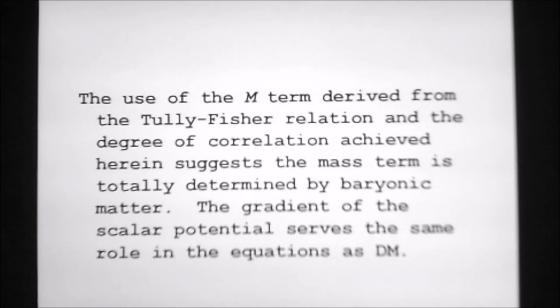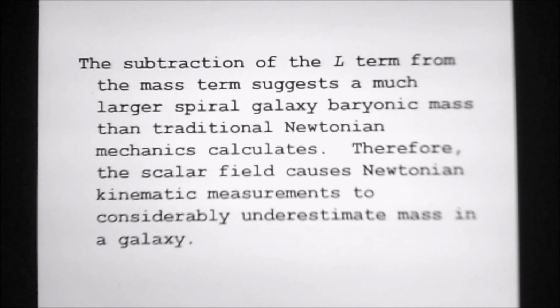The use of the M term, derived from the Tully-Fisher relation, and the degree of correlation achieved herein suggests the mass term is totally determined by baryonic matter. The gradient of the scalar potential serves the same role in the equations as dark matter. The subtraction of the L term from the mass term suggests a much larger spiral galaxy baryonic mass than traditional Newtonian mechanics would calculate. Therefore, the scalar field causes Newtonian kinematic measurements to considerably underestimate the mass in a galaxy.